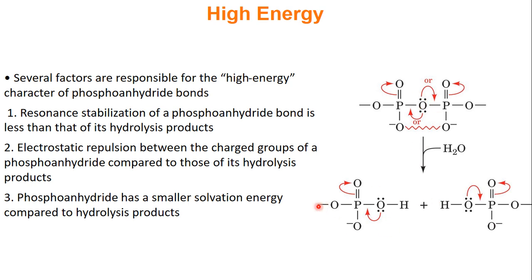So water has better interactions when your phosphates are separated. You're forming more hydrogen bonds than it does when it's connected. So that means you get more energy out if your phosphates are not connected. So these are the 3 reasons why you get energy from breaking a phosphate bond.